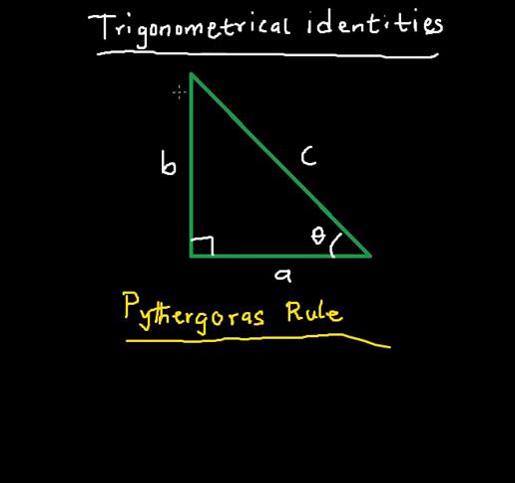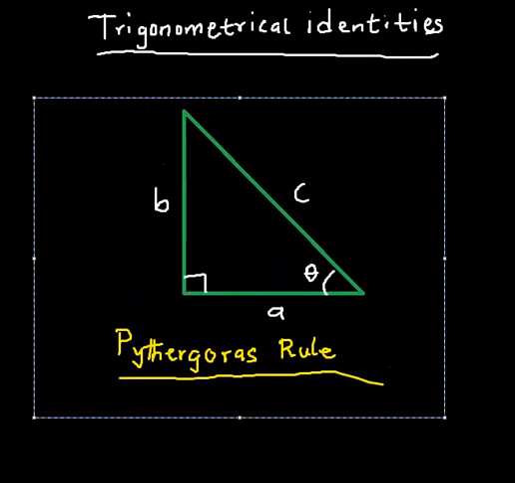Now, what are trigonometrical identities? Trigonometrical identities are functions that connect one or more trigonometrical ratios. So when you have a relationship that connects the ratios that we've already treated.